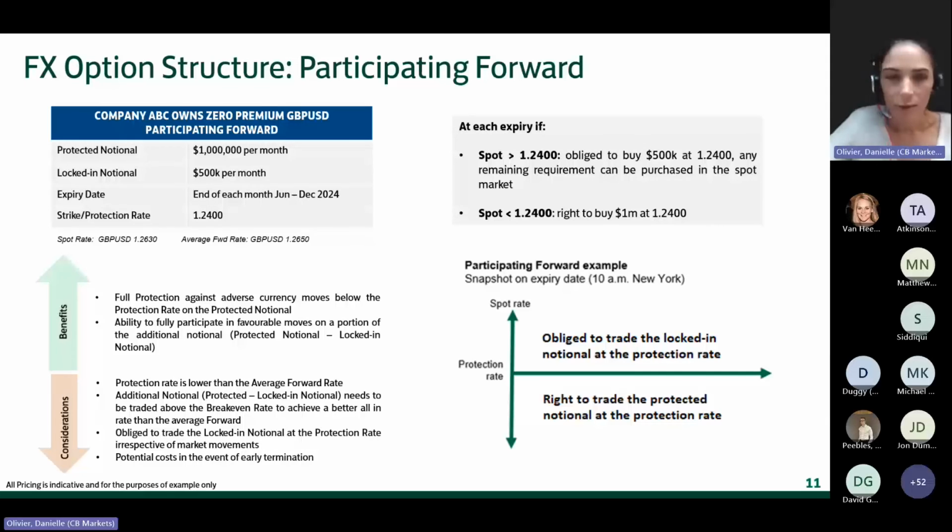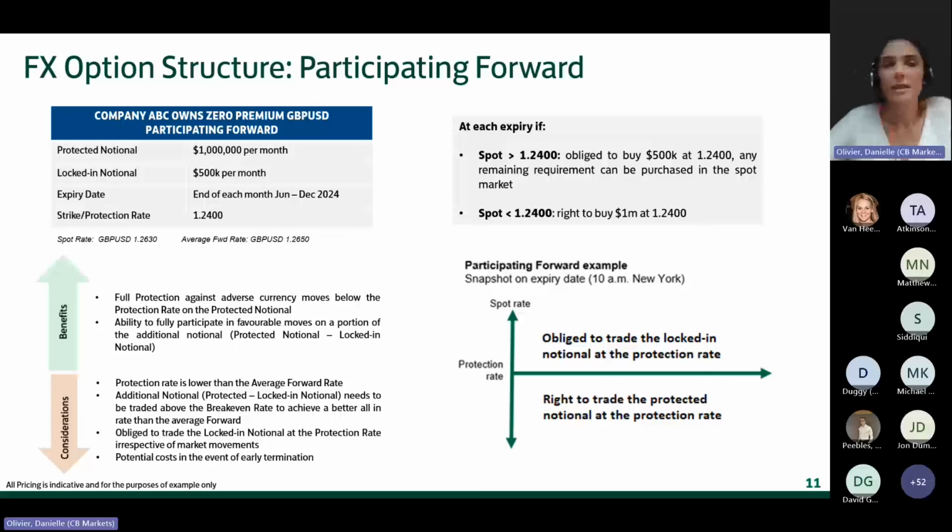So that strike rate of 1.24, that is where company ABC is fully protected against moves below this rate. On that full notional of $1 million per month, this is the worst case rate that is known upfront. But the company is only locked into 50% of this, 500,000 per month at this rate. So if the spot rate is trading higher at expiry, they'll buy 500,000 at the strike rate of 1.24, and they can purchase the remaining 500,000 at the more favorable spot market rate. Again, this is a zero premium structure.